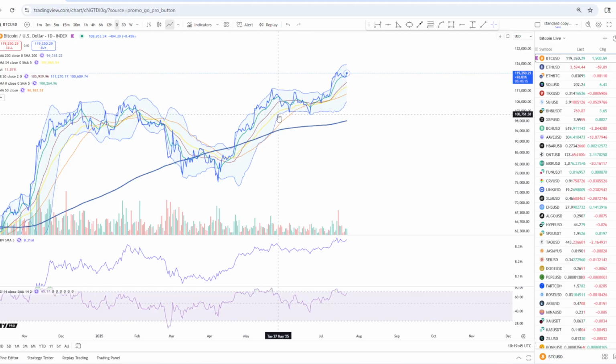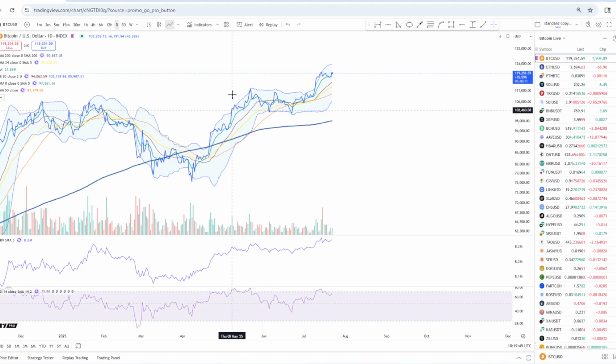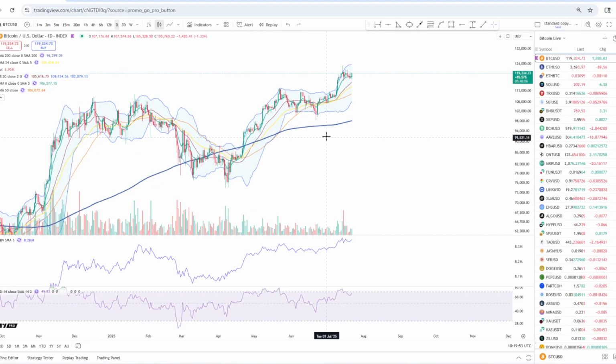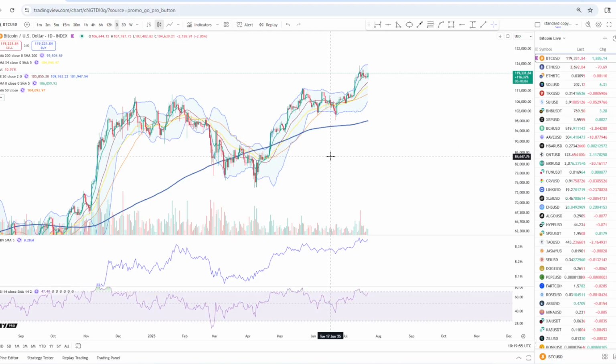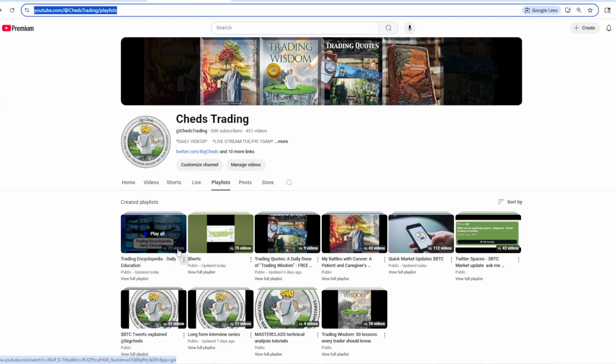You can also use a line chart as well to help you. Rather than focusing on the close, you can use a line chart. Line charts work well for drawing divergence. This is a brief overview on regular and hidden divergence for the Trading Encyclopedia on my YouTube, Cheds Trading.